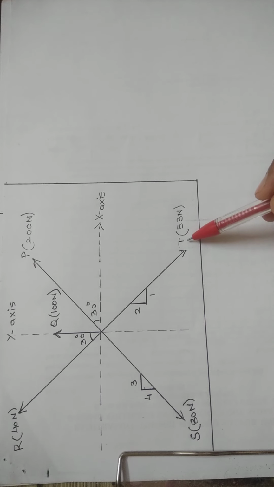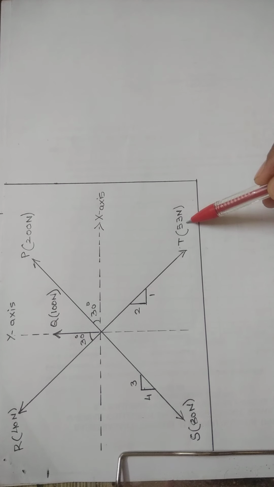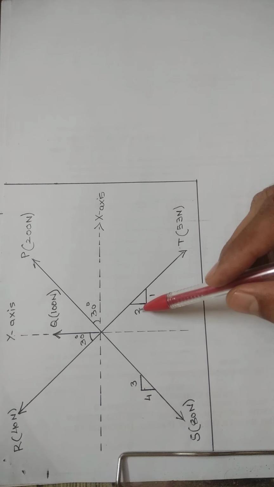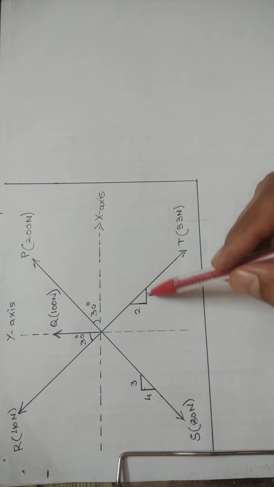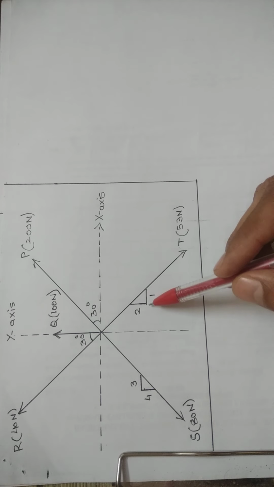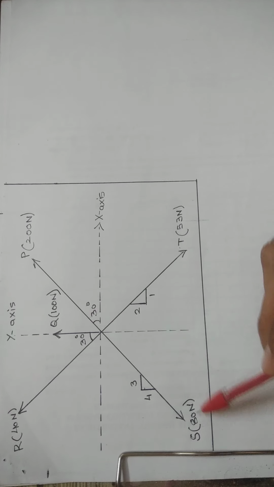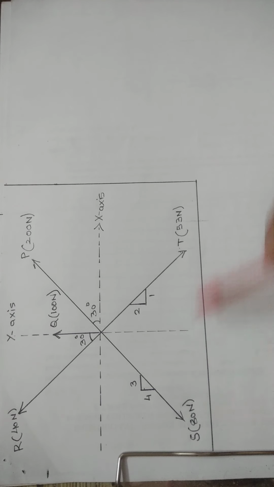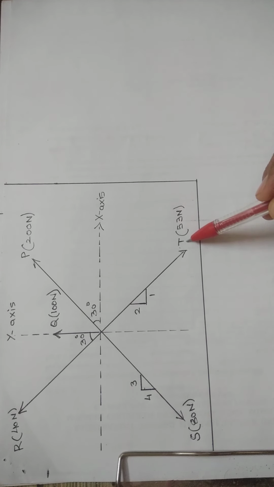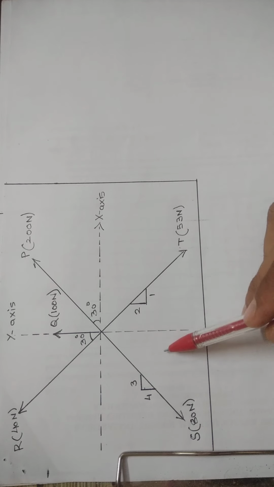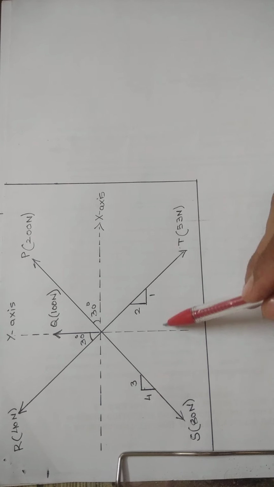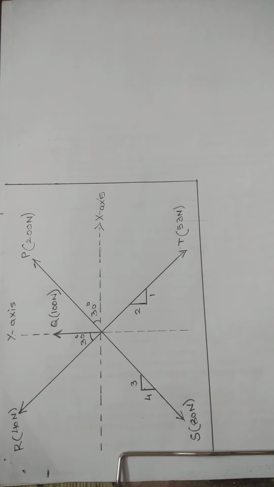Lastly, the force T has been given. Its intensity is 53 newtons, and it has a slope of 1:2. That is, it is given in the form of slope, where 1 is the horizontal distance and 2 is the vertical distance. So these two forces, S of 80 newtons and T of 53 newtons, have been given in the form of slope. We'll see how to find their angles and components.